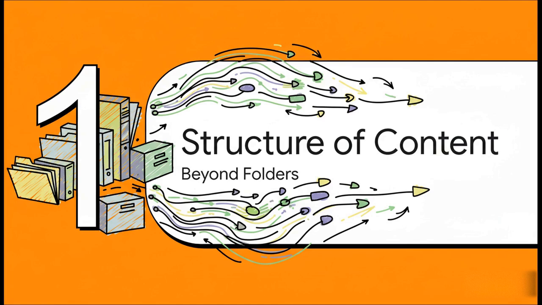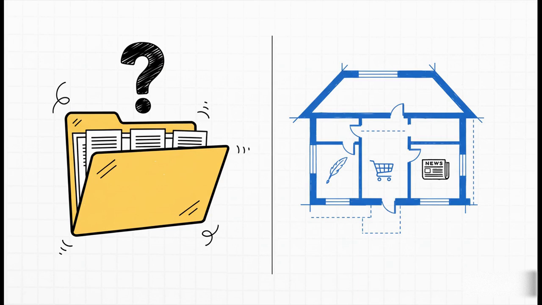Okay, first things first, we need to shift our thinking a little bit. Forget about just storing files for a minute. Think about it this way. A folder on your computer can hold a file, sure, but it has no idea what that file is. It doesn't know if it's a blog post, a product page, or a press release. A modern system needs to be smarter than that. It needs a structure that actually understands the meaning and the purpose of the content inside it.